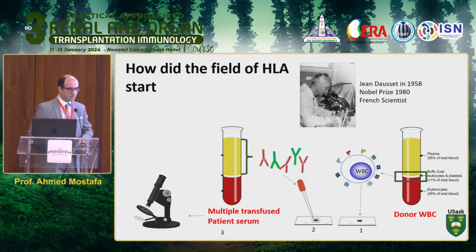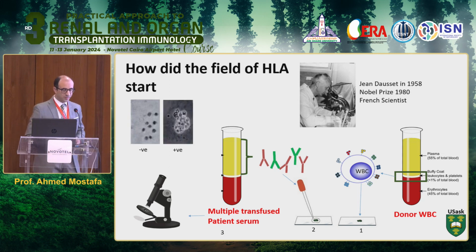He started to examine the reaction under the microscope. The interesting part is that he found sometimes the serum agglutinates the white blood cells, and sometimes it does not. But what he found interesting is that the patient himself does not agglutinate his own white blood cells. And this was the discovery of the HLA. He did a lot of experiments, and the first gene that was discovered was called MAC, M-A-C, which we now know as HLA-A2.